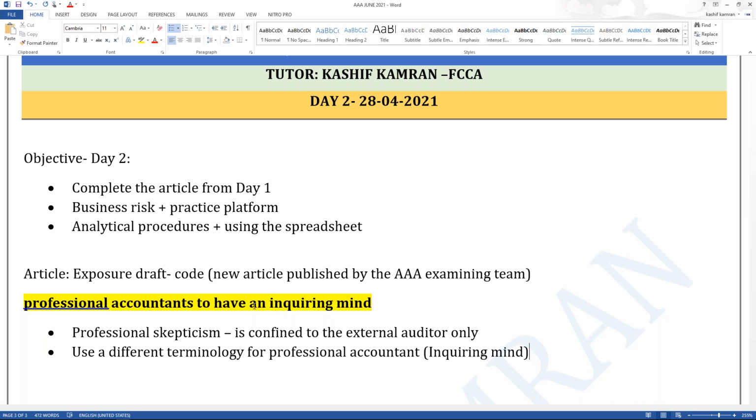Is everyone clear on this? So will you use the word professional skepticism for a professional accountant, or will you use the word inquiring mind for a professional accountant?